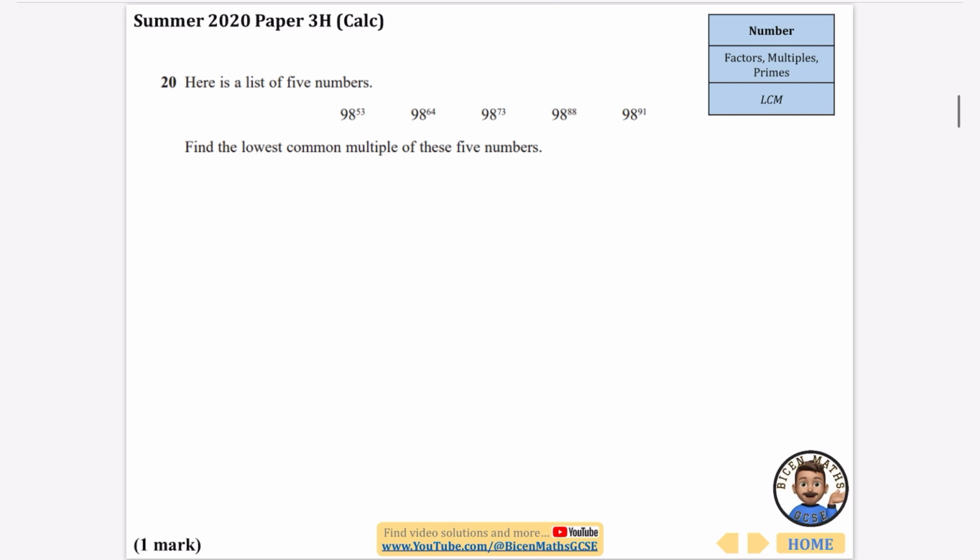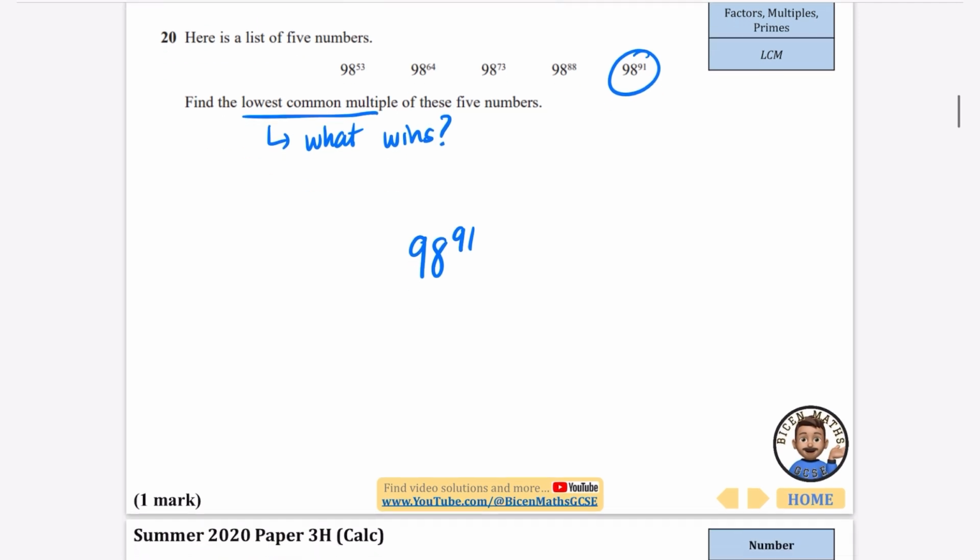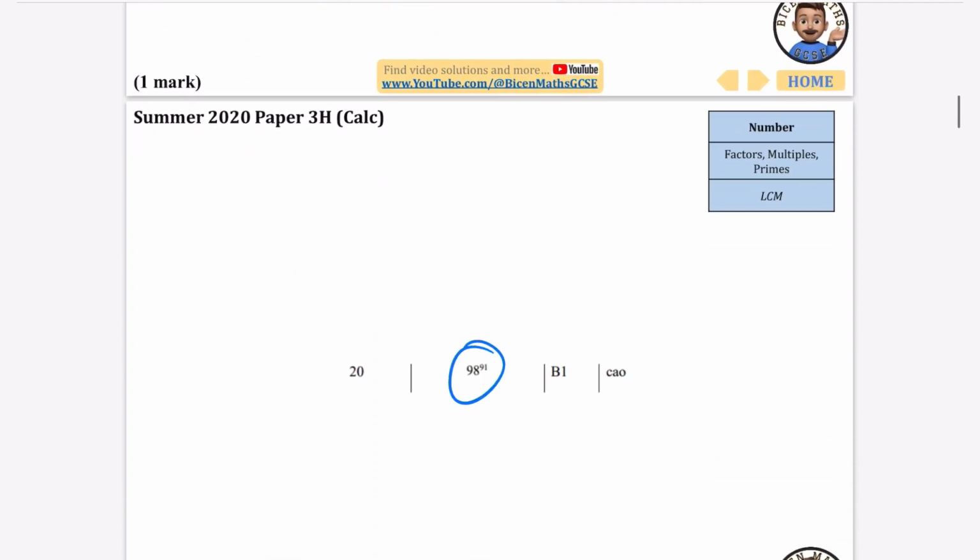Okay, so here is a list of 5 numbers. Find the lowest common multiple of these 5 numbers. Now we can't use the table method for this, so we're going to use the one that I mentioned earlier on, that the lowest common multiple is the what wins kind of thing. In other words, which one has got the highest power. So the one that's got the highest power out of these is going to be the 98 to the power of 91. So that's the one that would win in a comparison of powers. So we're going to say that it's 98 to the power of 91, which we can see is the answer right here.